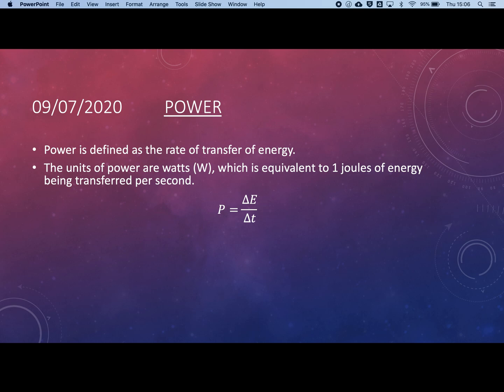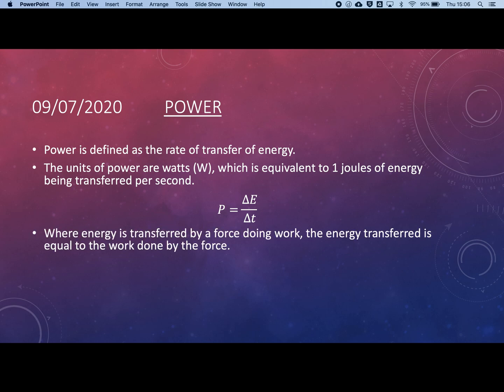We could put that as a formula and say power is delta E divided by delta T, as in the change in energy divided by the change in time. Where the energy is transferred by a force doing work, remember energy is equal to work, so that formula could also become power is change in work over change in time, delta W over delta T.